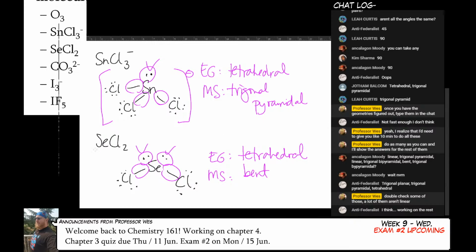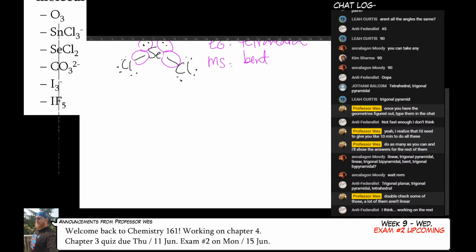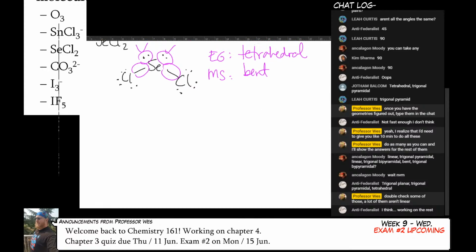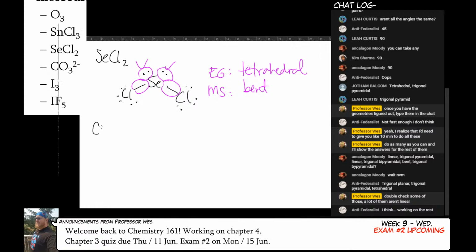I didn't mean to scroll that far down there. There we go. We got carbonate. That looks like this. I didn't put the brackets around it. That's okay. All right. Let's count the electron groups. Remember, double bonds and single bonds still count as one group each. Doesn't matter how many bonds there are. The electrons are in the same spot.